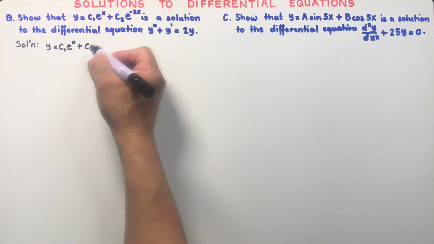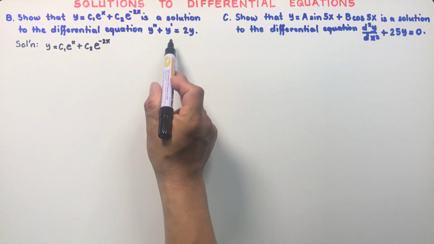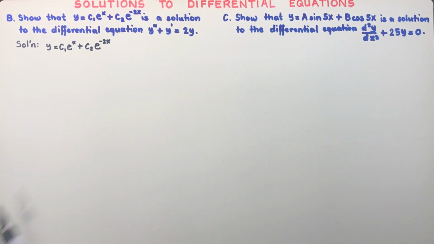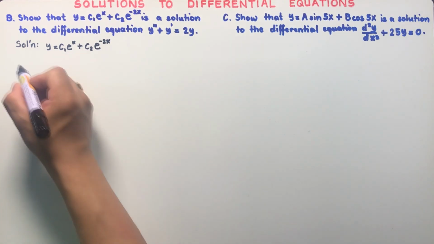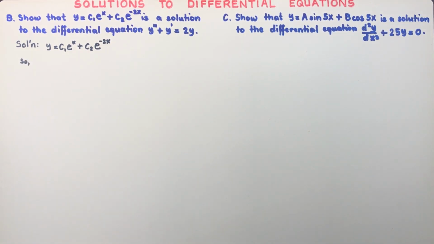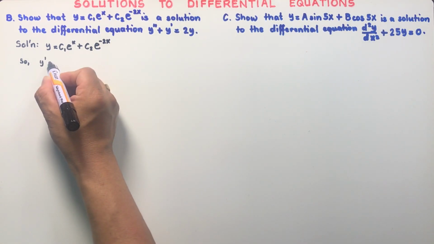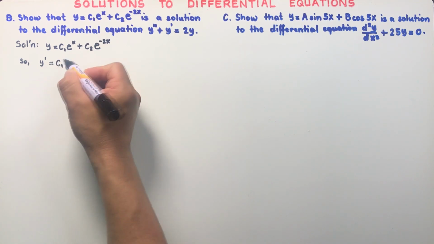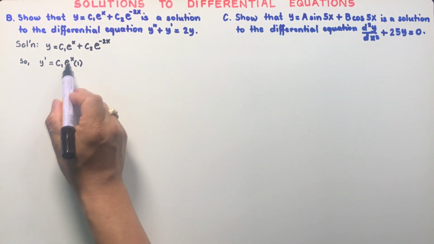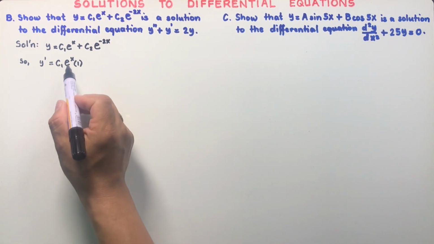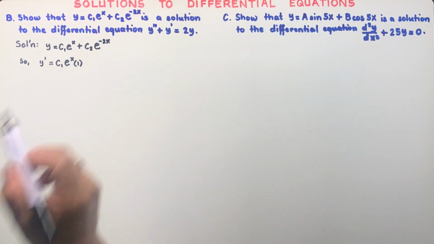But how do we get the other derivatives? We need to solve first the first derivative, and then after solving the first derivative, we need to solve for our second derivative. So, taking the derivative of this function, we have y prime, which is equal to c sub 1 e to the x times 1, because the derivative of e to the x is e to the x and multiplied by the derivative of x with respect to x, which is 1.